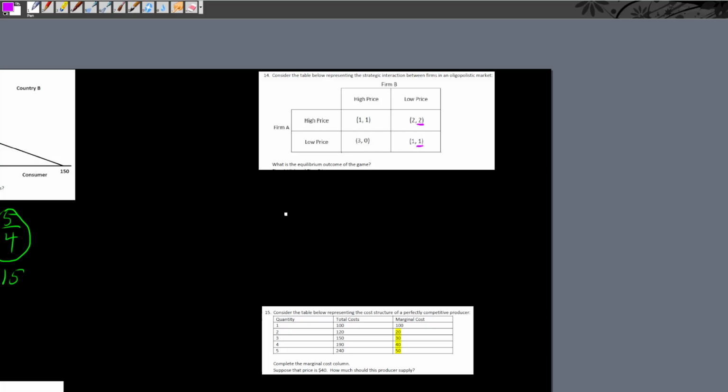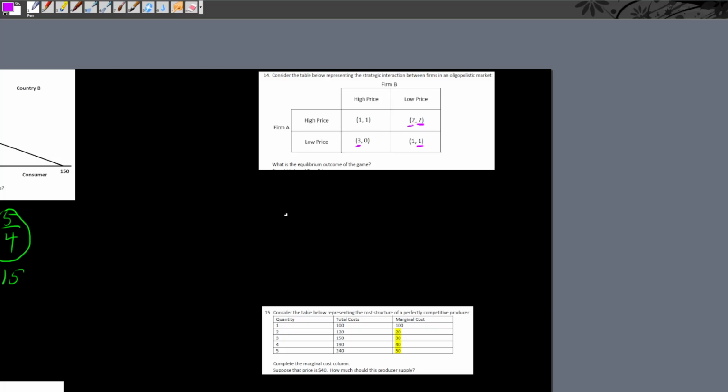Now we got to do the same thing for firm B. So assuming firm B chooses high price, firm A would prefer a profit of 3 to a profit of 1, so they choose low price. And assuming firm B chooses low price, firm A would prefer a profit of 2 to a profit of 1, so they choose high price. So here we've selected the two outcomes in this high price, low price.